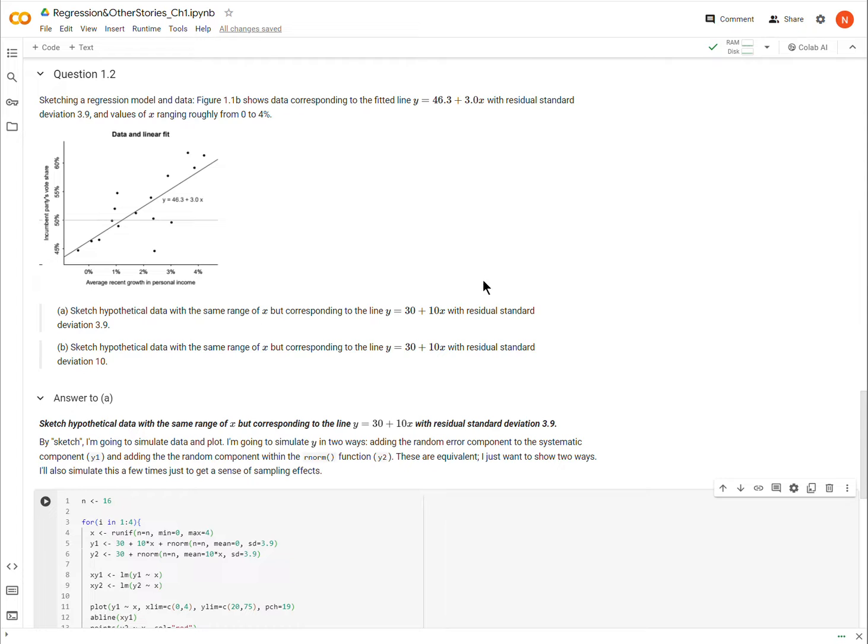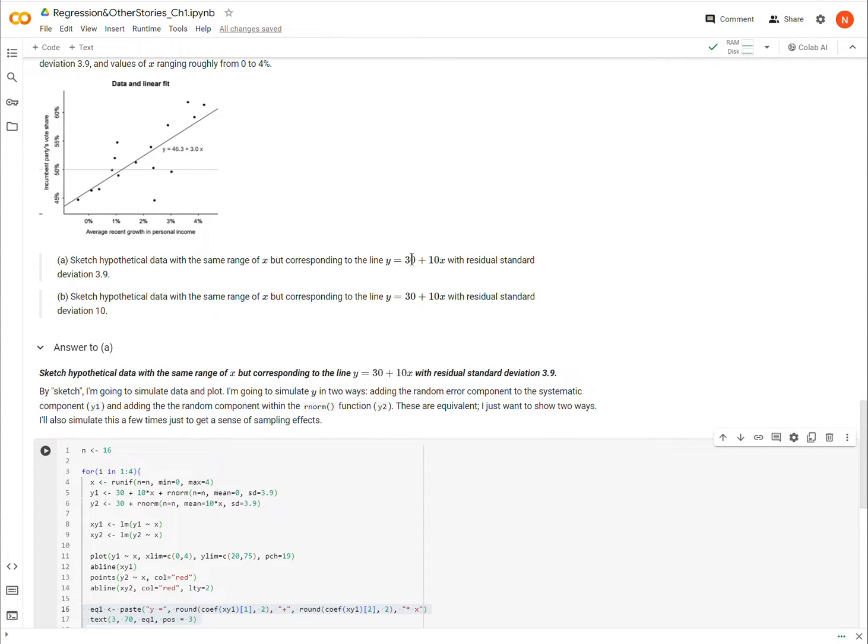Okay, so now we're asked to sketch some different lines. So y equals 30 plus 10x in both cases, but in one case we have a standard deviation of 3.9, and in the next one we have a standard deviation of 10. So we could just draw these two lines, right? And we also want to sketch the data.